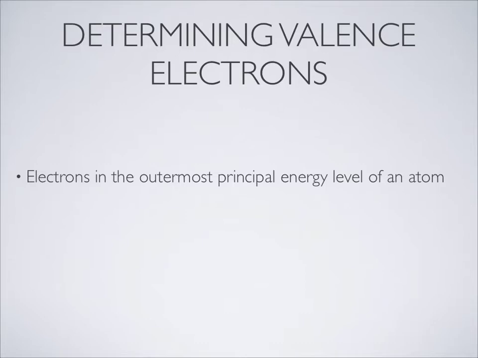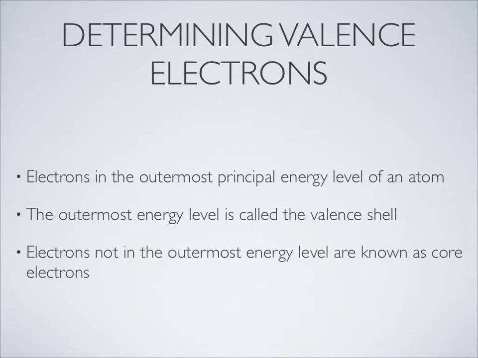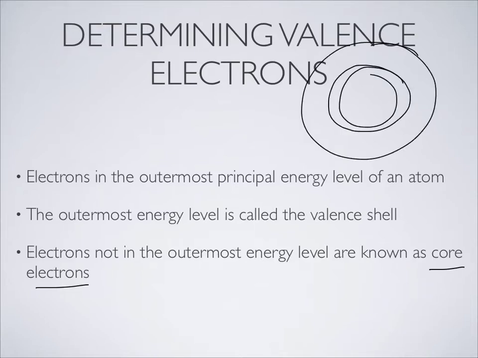The electrons in the outermost principal energy level of an atom are the valence electrons, is what I should have said there. The outermost energy level is sometimes called the valence shell. So the valence electrons would be in the valence shell. And the electrons that aren't out there are simply called the core electrons. So you have the valence electrons on the outside, and the core electrons would be the ones on the inside.